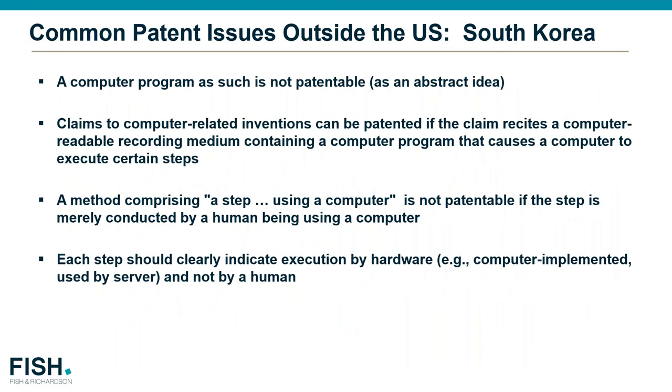In South Korea, we had comments from Kim and Chang. They had the same abstract idea issue: claims to computer-related inventions can be patented if there is some sort of computer program on a computer readable medium that causes a computer to execute certain steps. And one tip that they gave is that the claims should be either drafted or amended so that each step clearly indicates execution by hardware, to exclude the possibility of doing it by hand by a person. So they want you to pepper your claims with "computer implemented," "used by a server," etc.